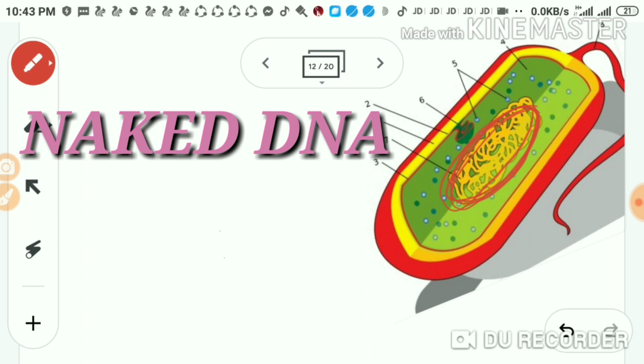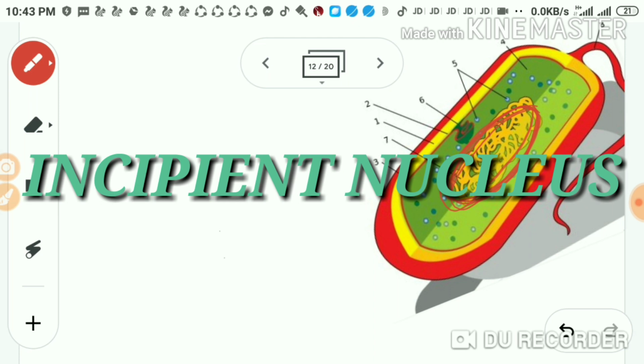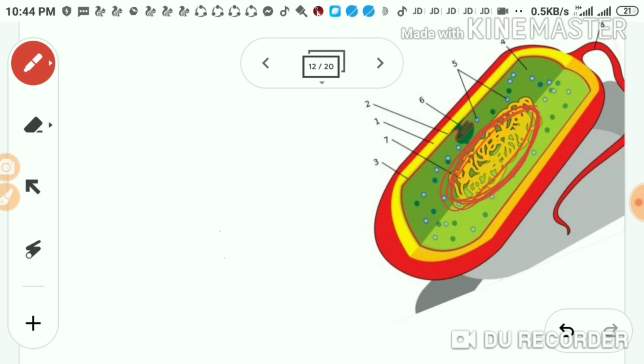It's also called an incipient nucleus. What's the reason? Because it is not as well developed as the eukaryotic nucleus. The eukaryotic nucleus is well developed with a nuclear membrane, different types of proteins, and its structure is entirely different from that of this prokaryotic DNA. So here the bacterial DNA or bacterial nucleus is incipient because it is not well developed.